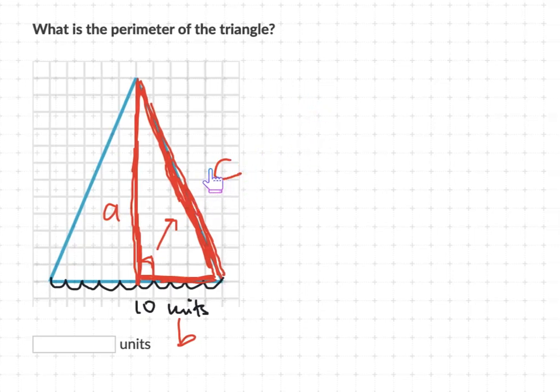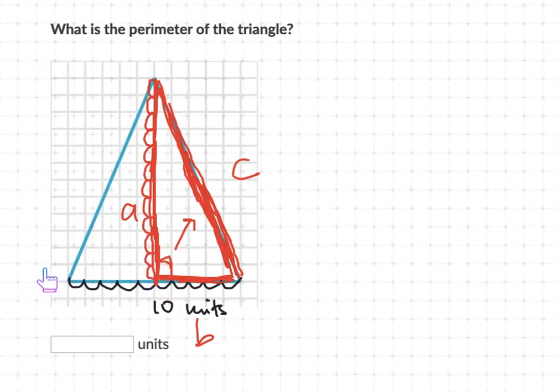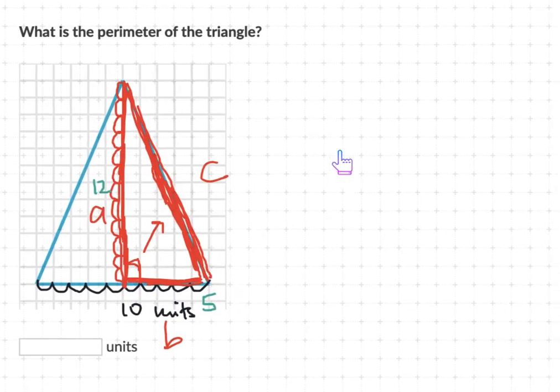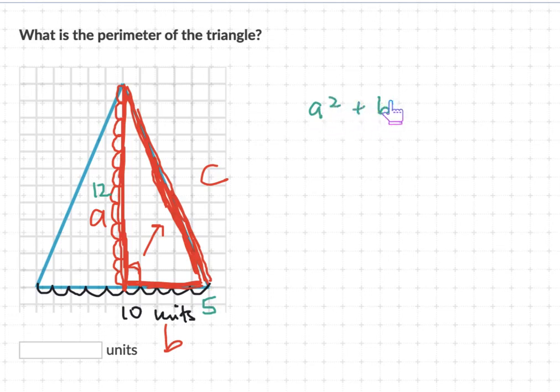I can use it to figure out C, because I can figure out A by counting. 1, 2, 3, 4, 5, 6, 7, 8, 9, 10, 11, 12. This side is 12. This side, tricky, it's only half of it, so it's going to be 5. Okay, this whole side was 10, so half of it would be 5. So now if I were to use the Pythagorean theorem, I have A is 12, 12 squared, B is 5, because we cut it in half, to figure out our C.